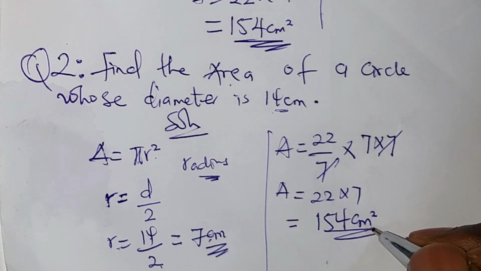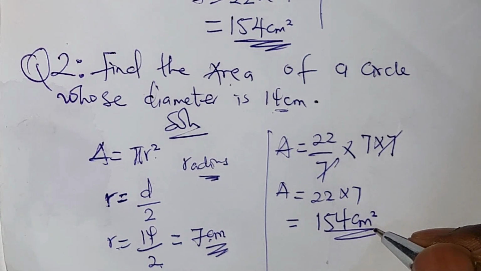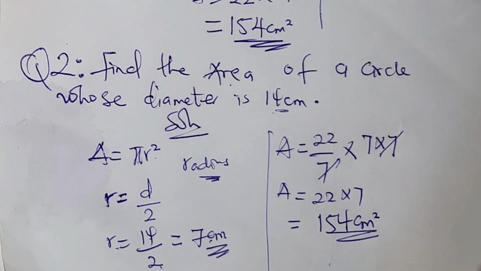I just flipped the question around so that, just in case you're given a diameter, you know how you are supposed to solve the question. That is why I use the same numbers. I just flipped it a little. All right, so that is the area. So we've gotten our answer.